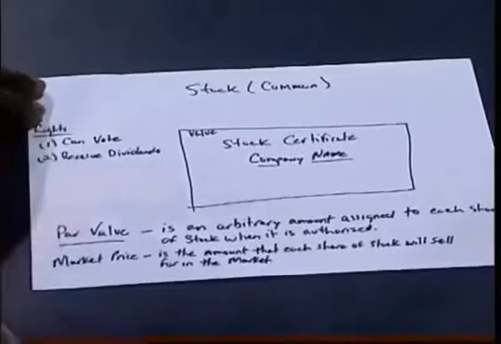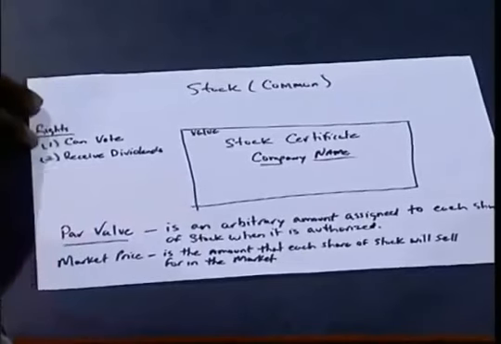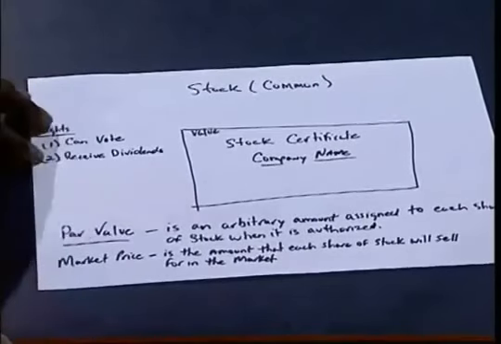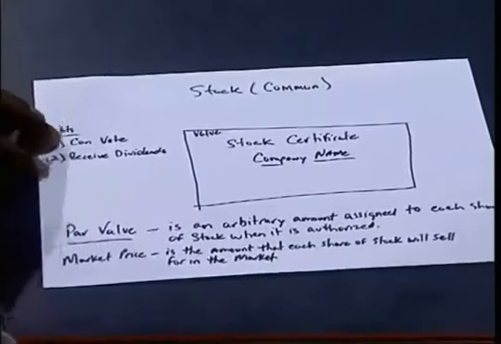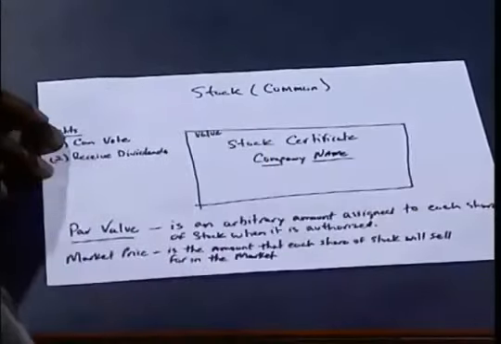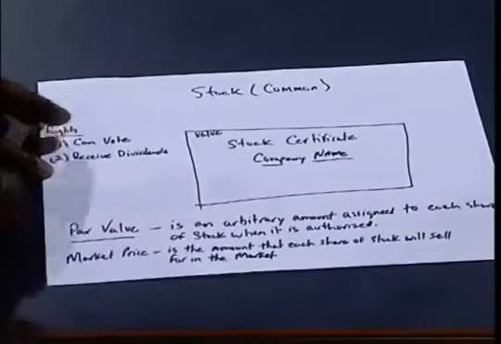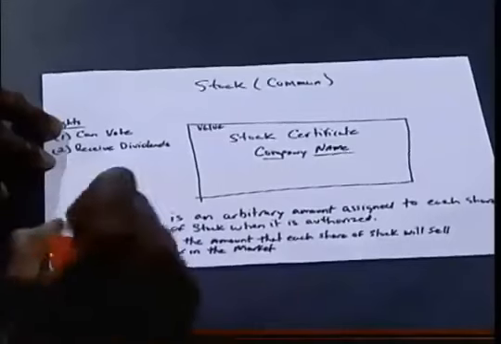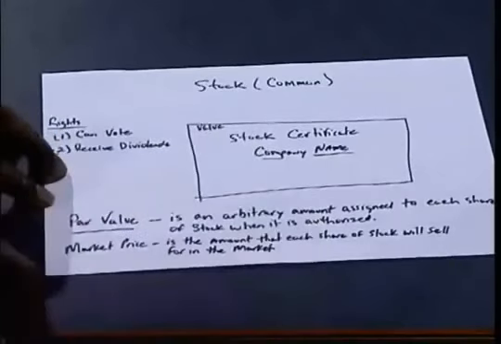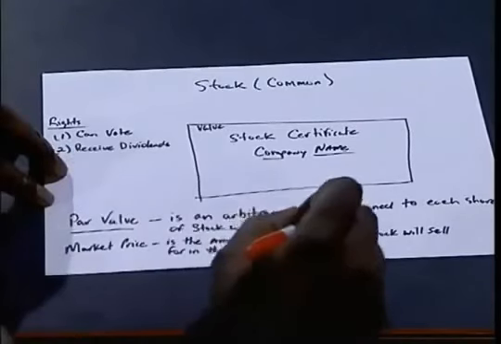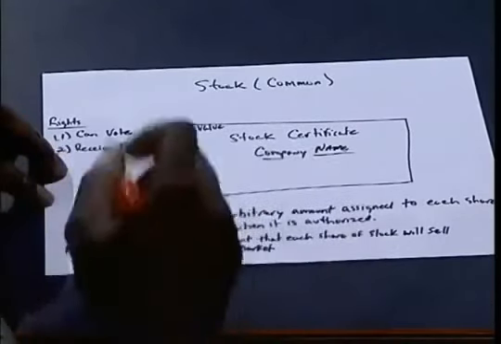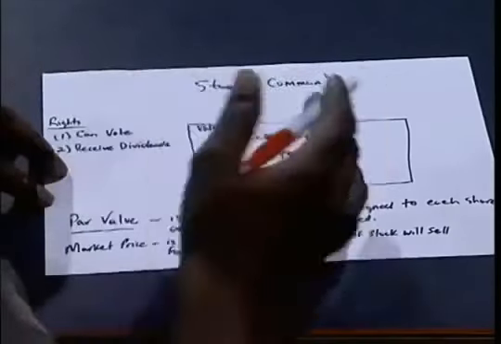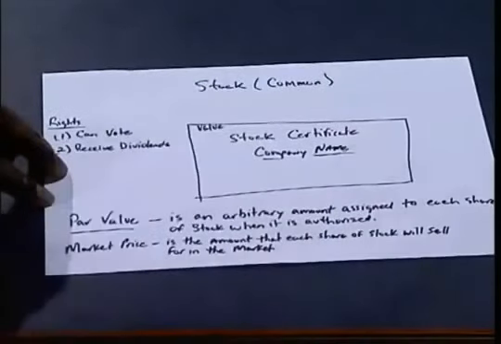Let's look at common stock and some of the characteristics. Of course, as a common stock holder, you have the right to vote. Of course, you receive dividends. You're also given a stock certificate. I kind of drew one out here the best I could there. Par value in that stock is an arbitrary amount assigned to each share of stock when it's authorized. So the value of the stock is identified. When it's authorized, it becomes the par value.